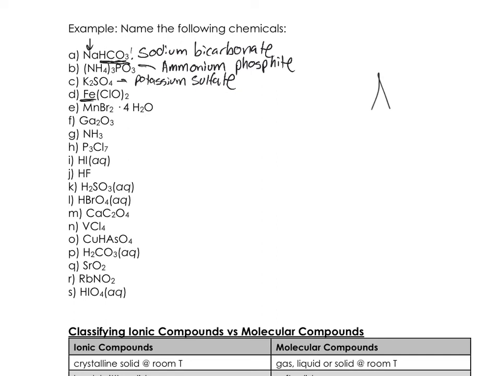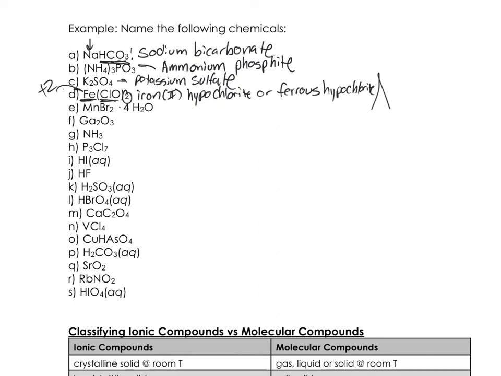Okay, now I have iron here. Remember, iron has multiple oxidation states. So the first thing I'm going to do is identify what my anion is. It's hypochlorite. Hypochlorite has a -1 charge, and I have 2 of them, meaning that iron has to have a +2 charge, and there's only one of them. So here I'm dealing with iron 2 hypochlorite, or ferrous hypochlorite.